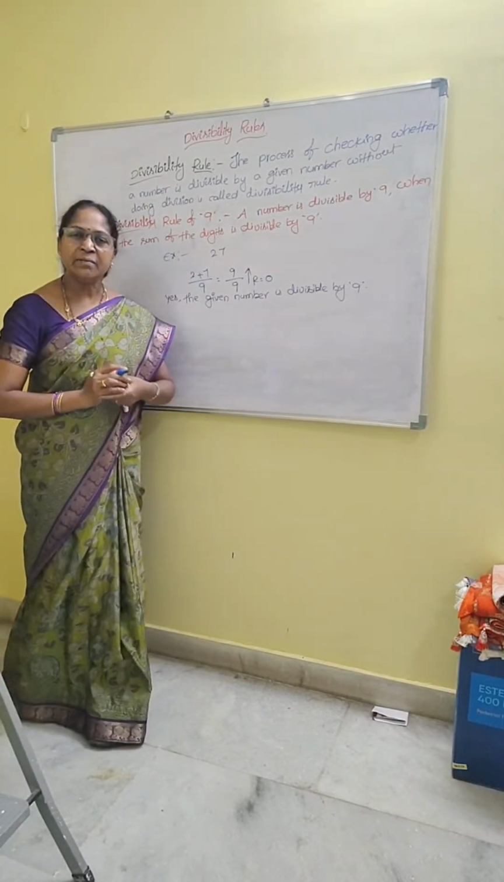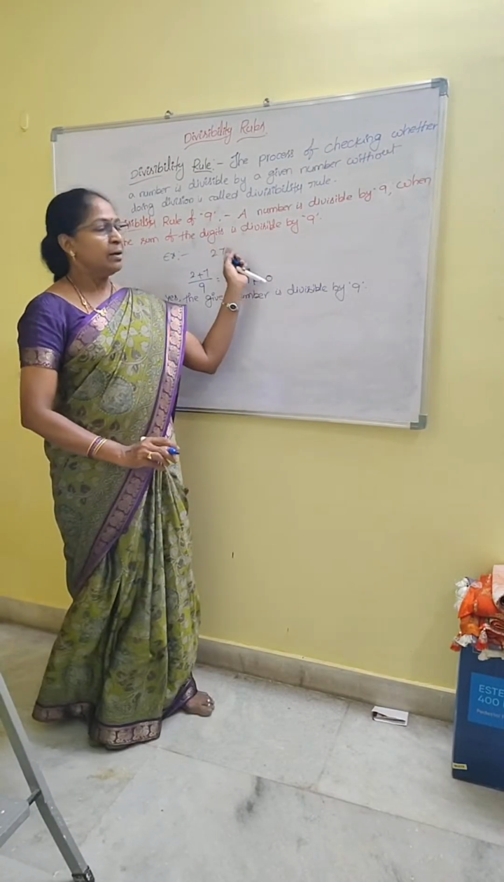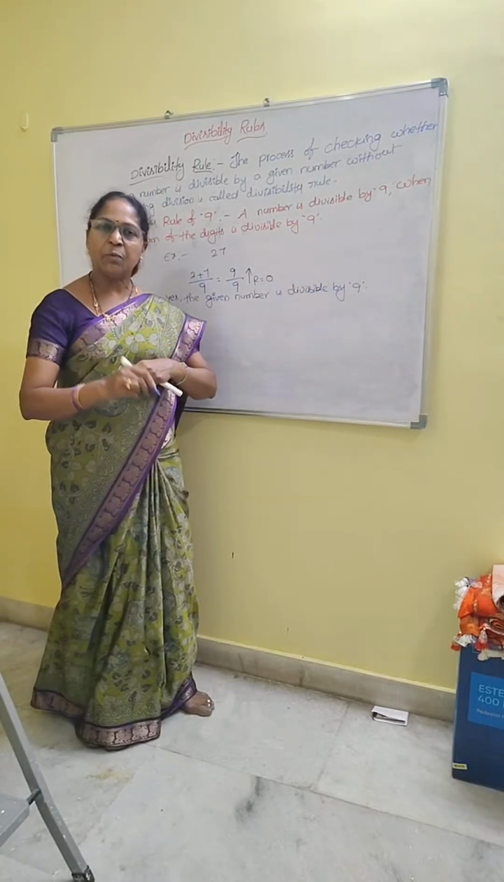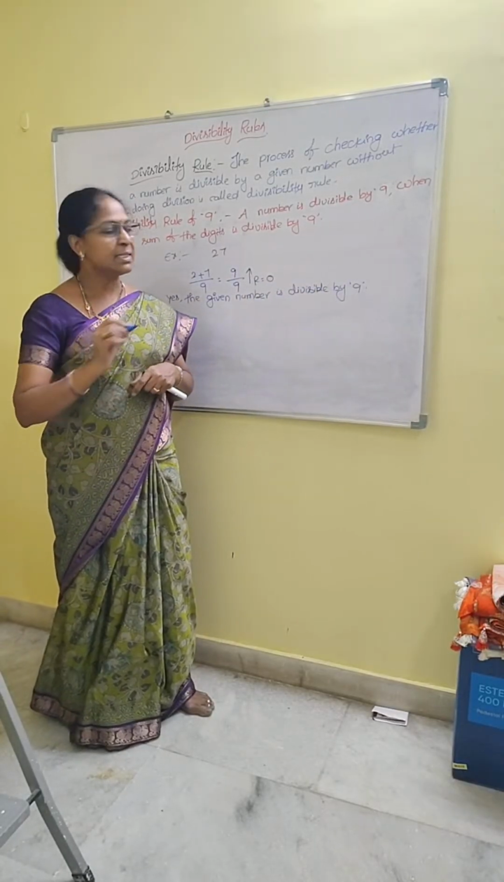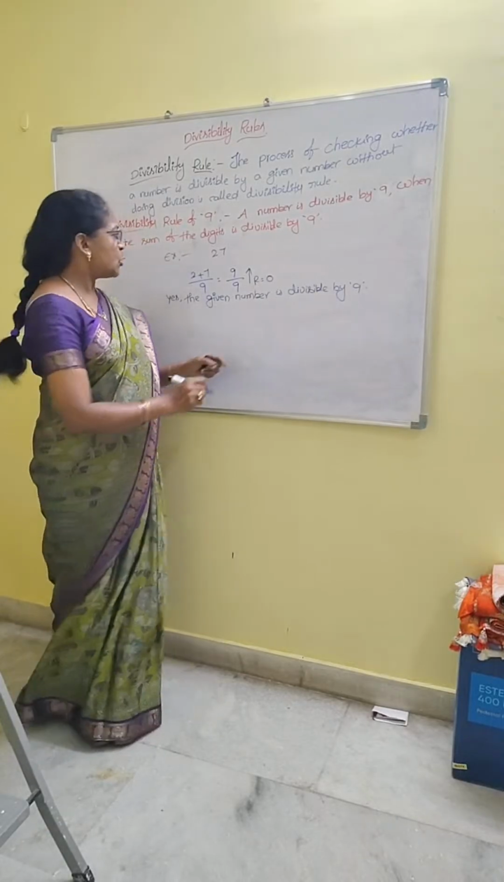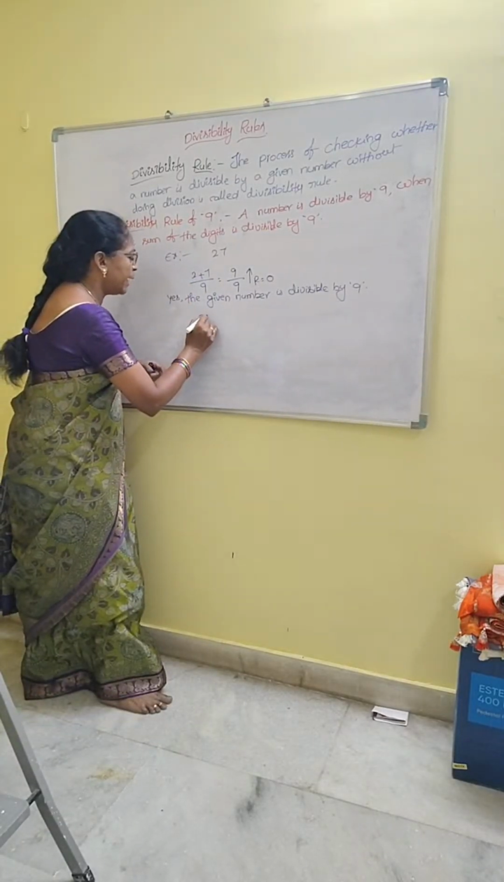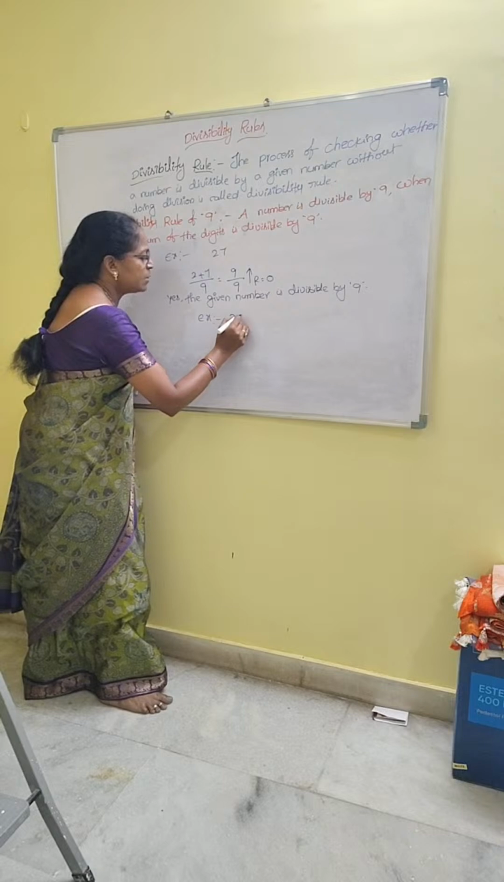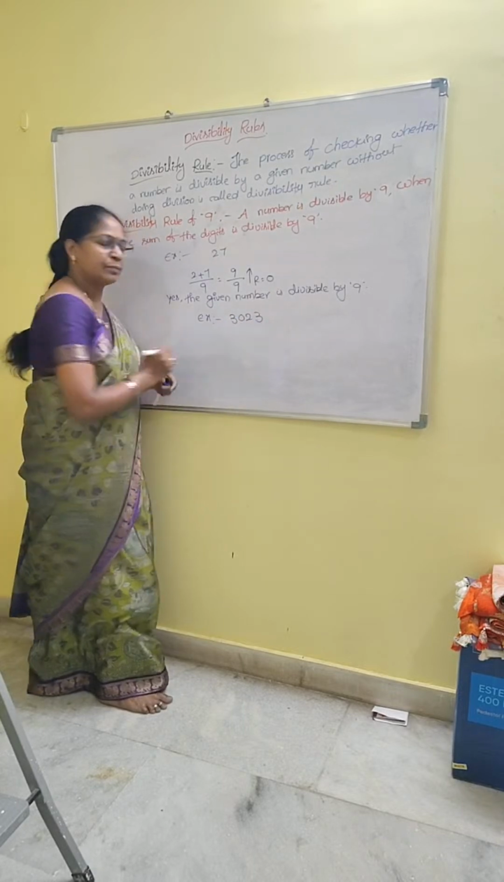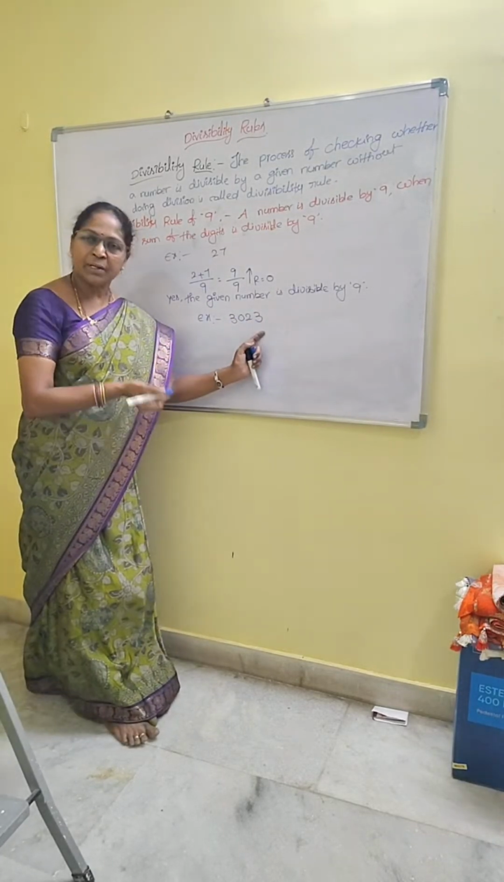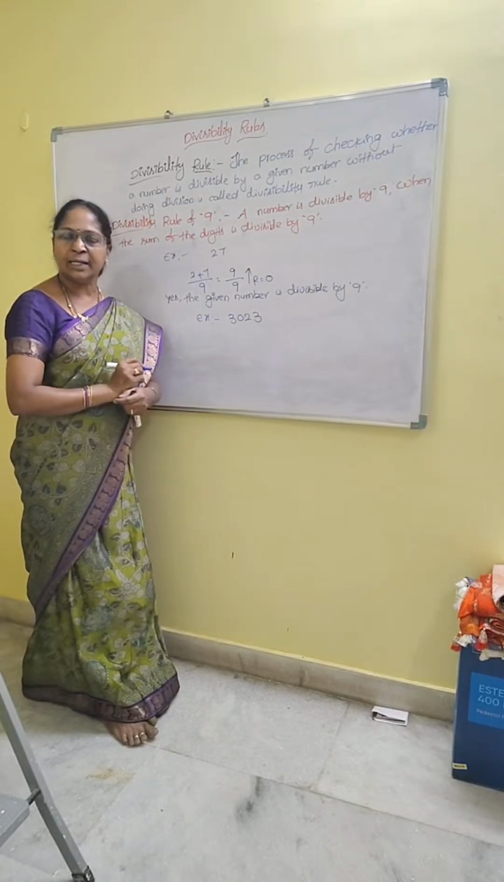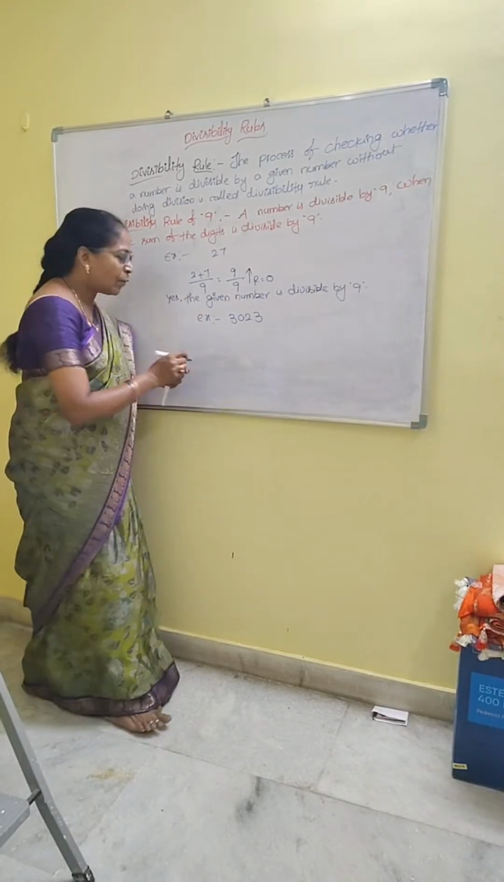This is the divisibility rule of 9. So what is the divisibility rule of 9? If the sum of the digits is divisible by 9, then only the given number is divisible by 9. So one more example, a big example, we will see. 3023. Is this number divisible by 9 or not? That is the question.